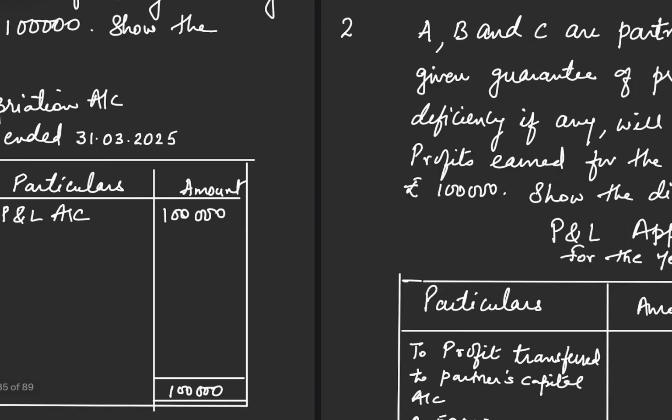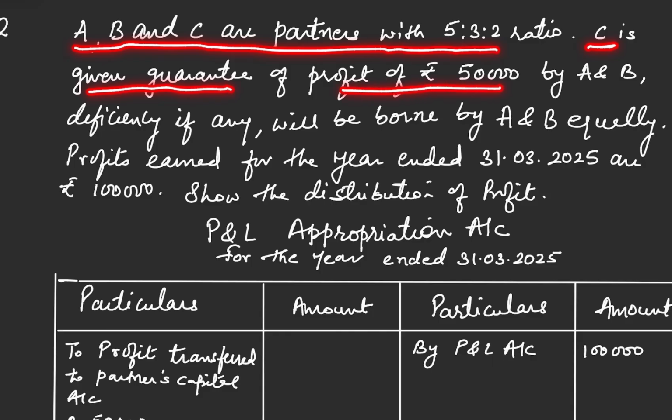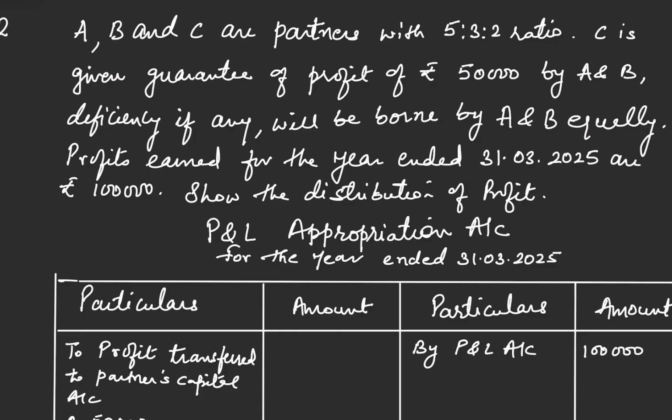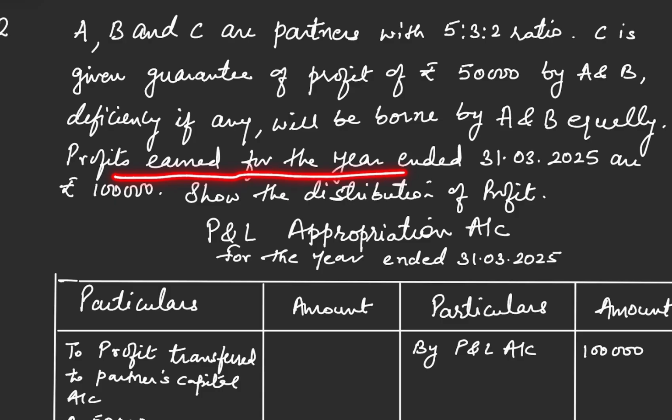Let's discuss another example. Here A, B and C are partners with 5:3:2 ratio, where C is given guarantee of profits of rupees 50,000 by A and B. Deficiency, if any, will be borne by A and B equally. So here two partners A and B have given the guarantee, and if there will be any deficiency, A and B equally will be bearing that deficiency. Profits earned for the year ended 31st March 2025 are rupees 1 lakh. Show the distribution of profit.